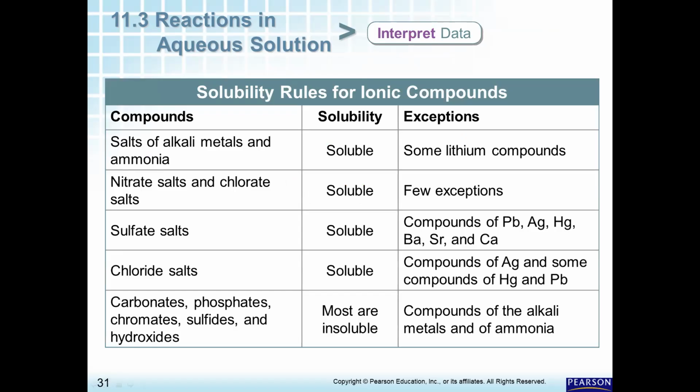What does this mean? Every time you see an ionic compound, with a positive and negative ion, if the positive ion is any of the group 1A metals, or if it is ammonium, like NH4 plus, then in that case, it has to be soluble. There is some exception, which is lithium. Anything else, it has to be soluble. This is the first part.